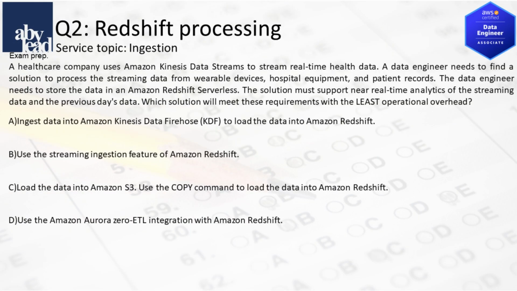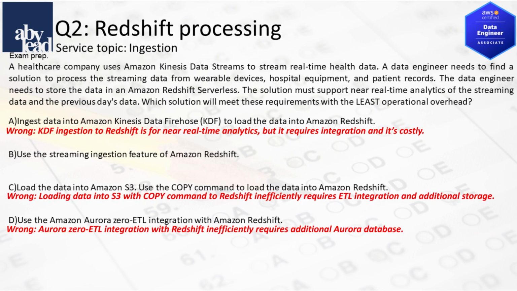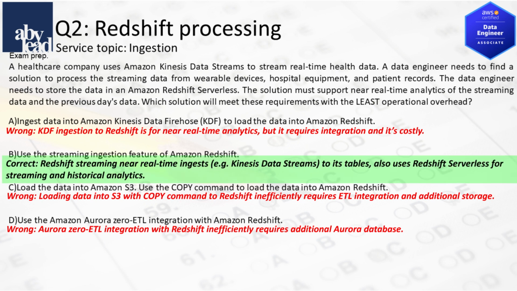Question 2. How do you, with least overhead, connect Kinesis data streams ingestion to store in Redshift Serverless for near real-time analytics? Too complex is integrating Kinesis Firehose into Redshift, and Redshift copy requires an ETL process to S3. Besides, zero-ETL with Redshift needs the Aurora database. In contrast, Redshift streaming ingestion works also for its serverless streaming and historical analytics.